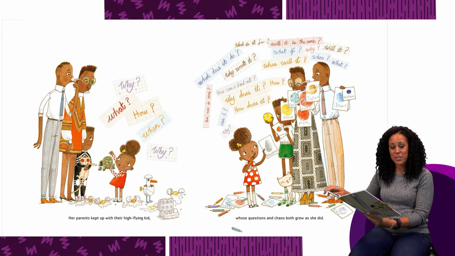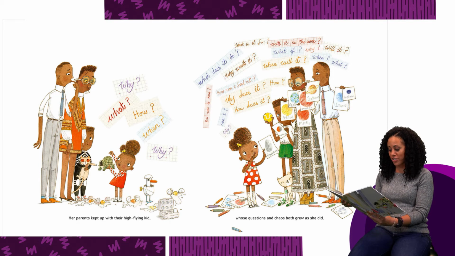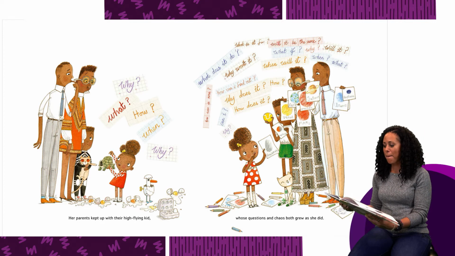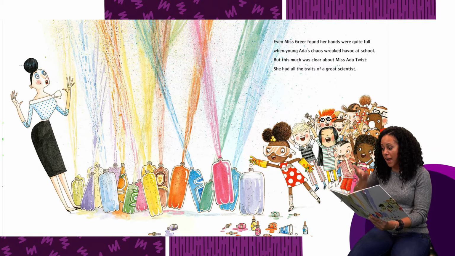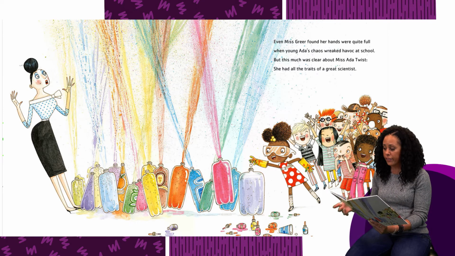Her parents kept up with their high-flying kid, whose questions and chaos both grew as she did. Now, even Miss Greer found her hands were quite full when young Ada's chaos wreaked havoc at school.